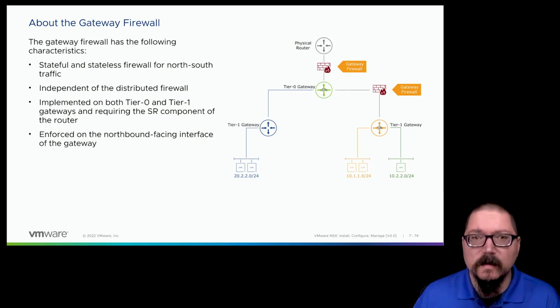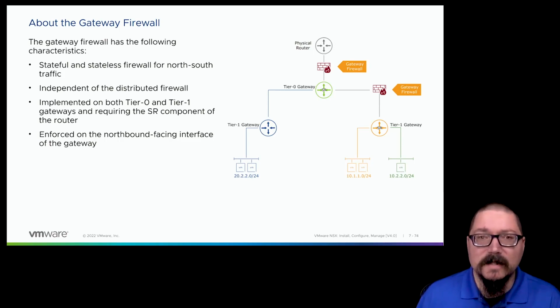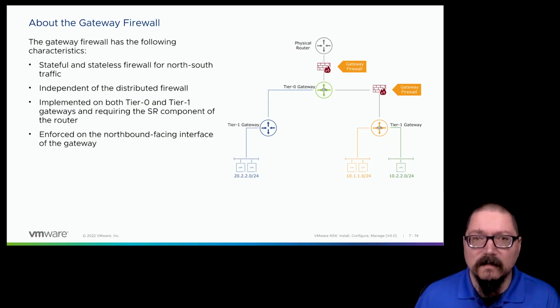This is separate from the distributed firewall. It's strictly on the gateways, and it's here to provide kind of a tenant perimeter, if you will. If we think about the tier 1 gateway maybe as a tenant boundary, or even a tier 0 gateway, we can set a perimeter at that gateway, protecting traffic in and out of that gateway perimeter.